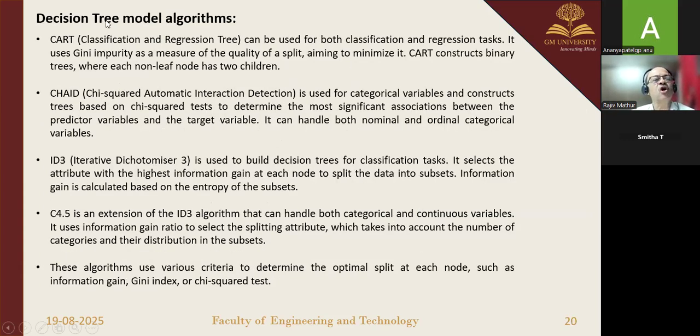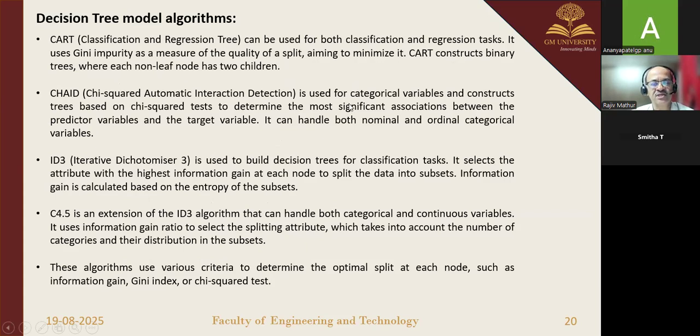Now, what are the common decision tree model algorithms? One is the CART, classification and regression tree, which can be used for both classification and regression tasks. It uses Gini impurity as a measure of the quality of a split, aiming to minimize it. CART constructs binary trees.